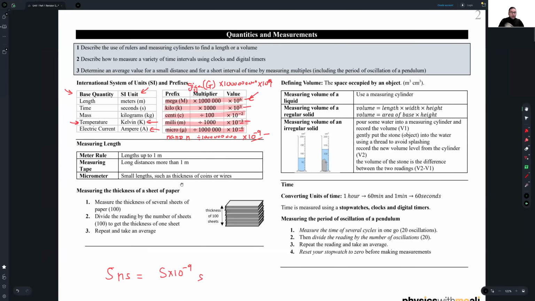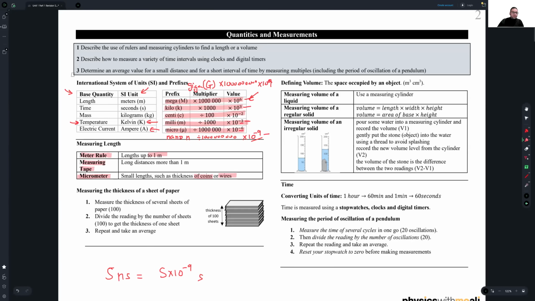Next up, how do we measure lengths? To measure regular lengths, when I say regular, I mean up to a meter, use a ruler. If it's longer than a meter, use a measuring tape. If it's really small, so something like the thickness of a coin, the thickness of a wire, the thickness of a sheet of card or paper, we use a micrometer. We use a what? A micrometer. Okay? Good.